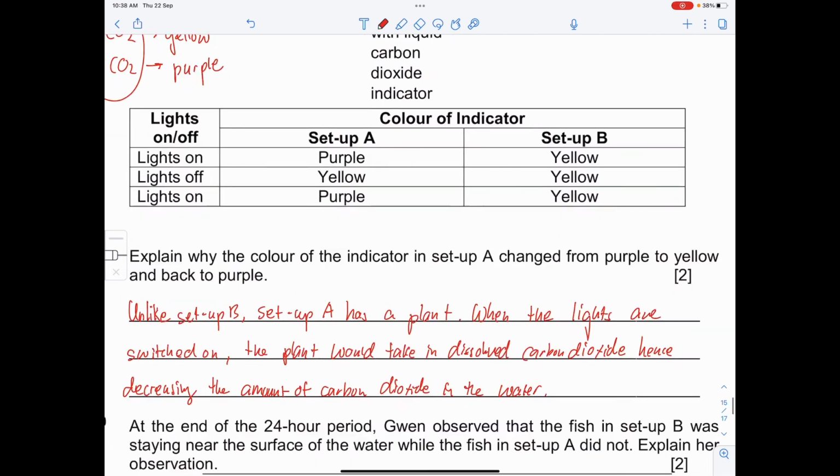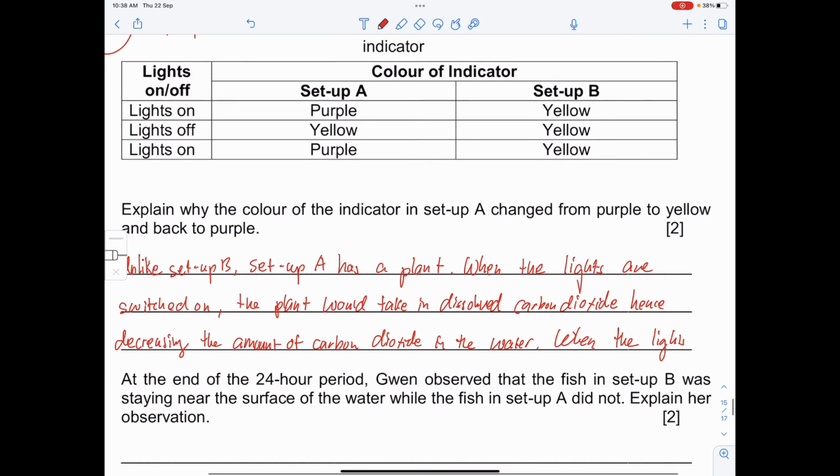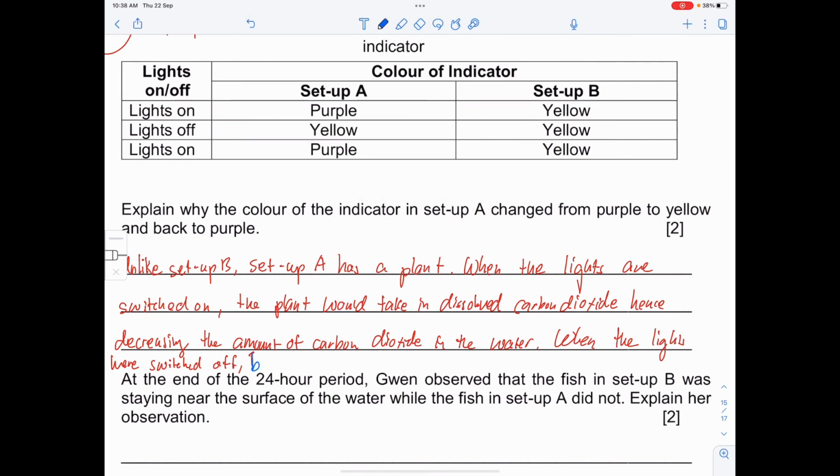Okay? When the lights were switched off, both, this is where I'm going to bold this in a different color because students tend to miss out this part. Both plant and fish respire, giving out carbon dioxide.